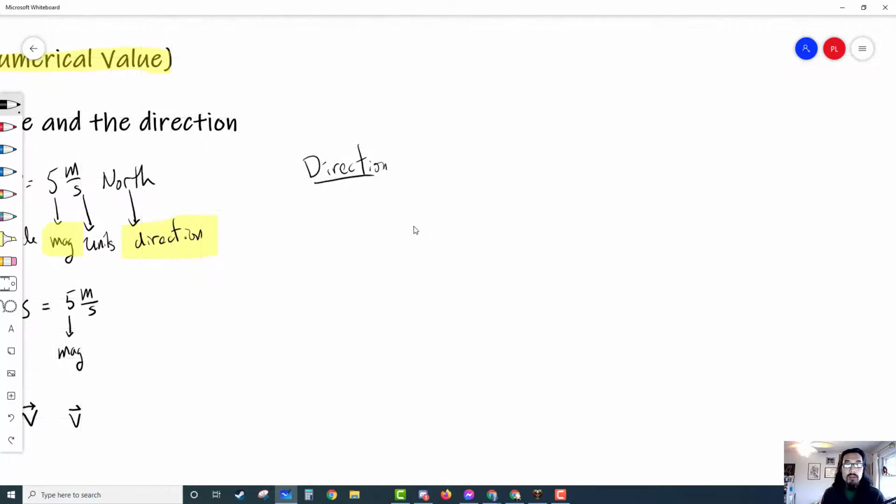So direction, we usually use a coordinate plane. And a coordinate plane is the XY plane that we're all used to, right? So this is the Y direction, and this is the X direction. Anything going up will have a positive Y direction, and anything going down, we can say there's a negative Y direction. Anything going to the right, we can say there's a positive X direction. Anything going to the left, we can say that there's a negative X direction.